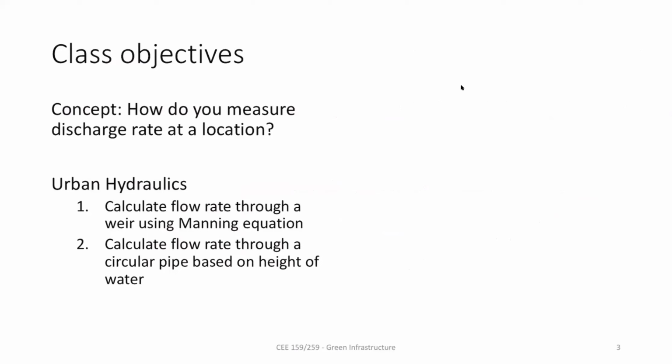Today, again, as I said, we are going to learn about discharge rate or flow rate. How do you measure flow rate for stormwater using the Manning equation? This is the famous equation that everybody uses. So you learn how to use it. Mostly you understand this conceptually. And you will also measure flow rate for a pipe or weir based on the shape and size.